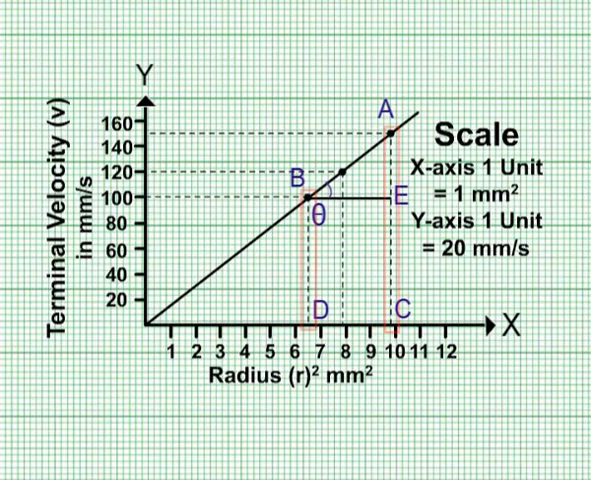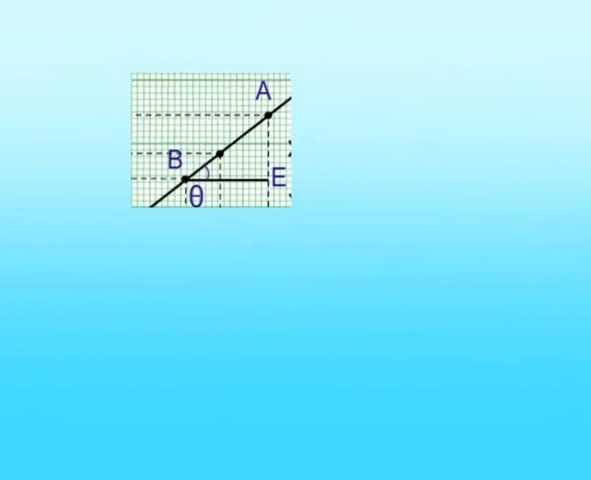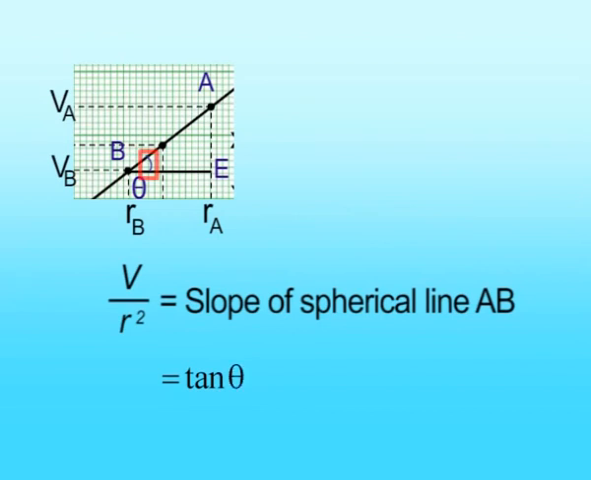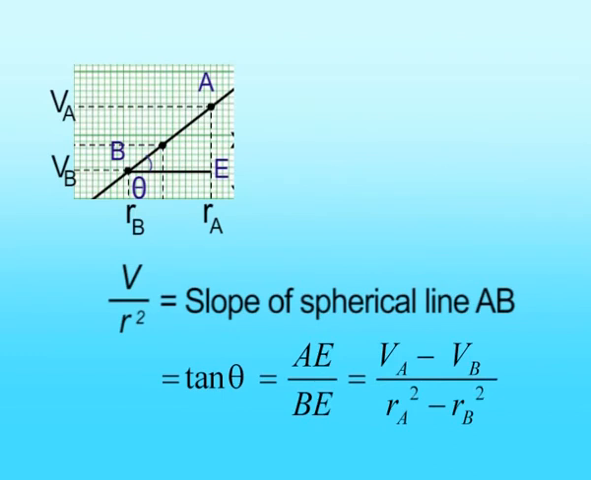From A and B, draw AC and BD perpendicular on the x-axis. From B, draw BE perpendicular to AC. Then v by r square is equal to the slope of the straight line AB, equal to tan theta, which becomes equal to AE upon BE, equal to VA minus VB divided by RA square minus RB square.